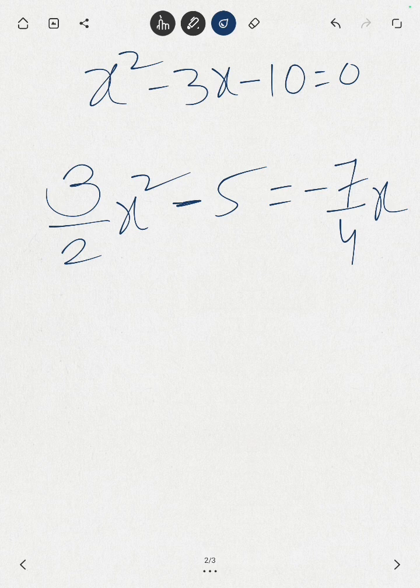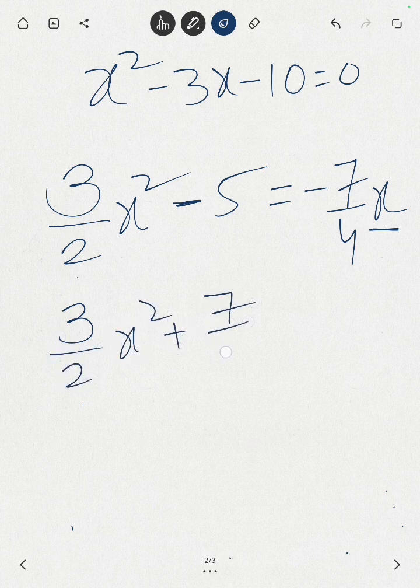Again, our first aim is converting this into standard form. Let's do that. First, transpose minus 7 by 4 into x from RHS to LHS. It will become 3 by 2 x square plus 7 by 4x minus 5. Completed. This is our first task in any equation: first of all, rearrange everything to one side. And the second thing is, since it is a fraction, the denominator always irritates us. So try to reduce it into a whole number.